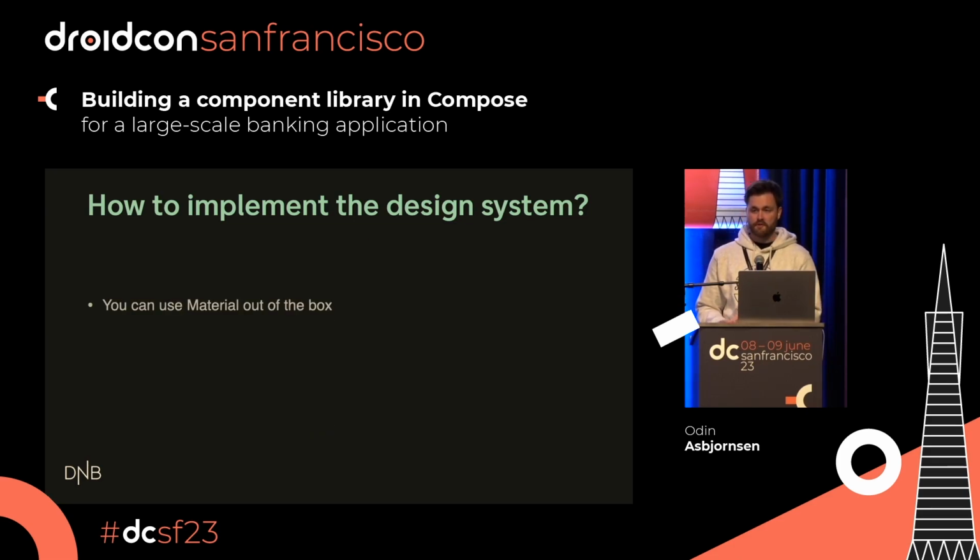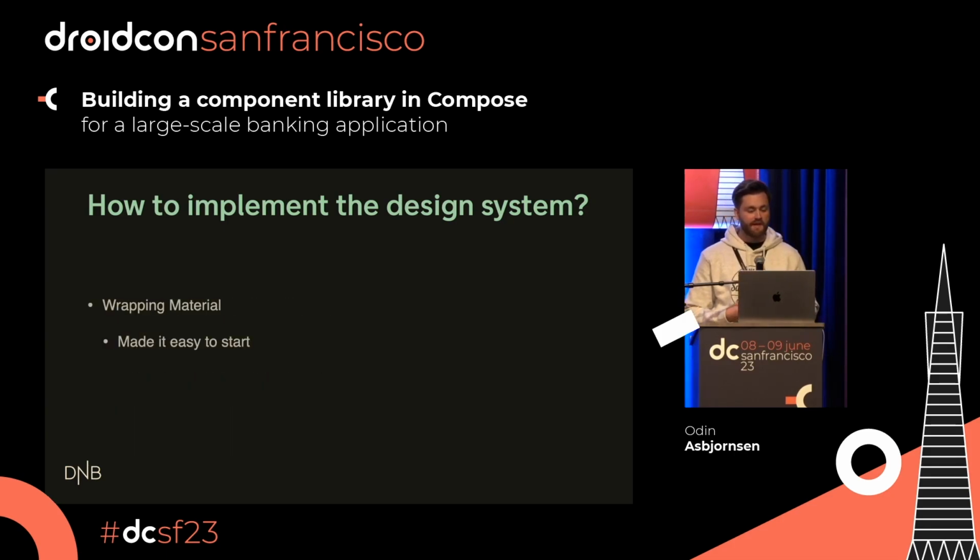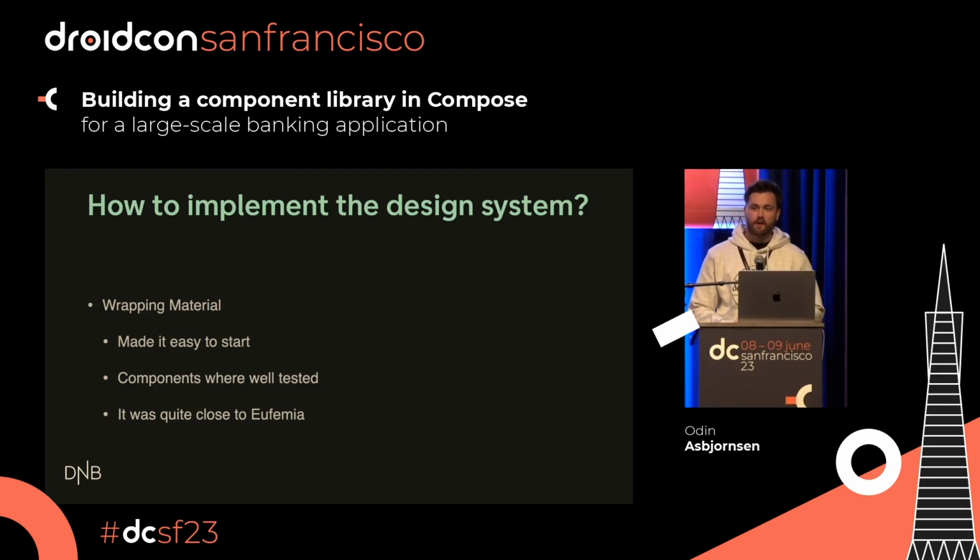So if you're going to approach this, you can use Material out of the box if you don't need a design system. But you can also make your own based on Compose Foundation, and that's fine as well. But for us, we needed to be in compliance with Euphemia, and that was key for us. So what we did in the start was that we tried to wrap Material components. And the reason we did that was that wrapping Material components made it really easy for us to start, because we knew that all of these components were well tested. And it was also quite close to what our designers had made as our internal, platform-specific version of Euphemia. So that helped a lot.